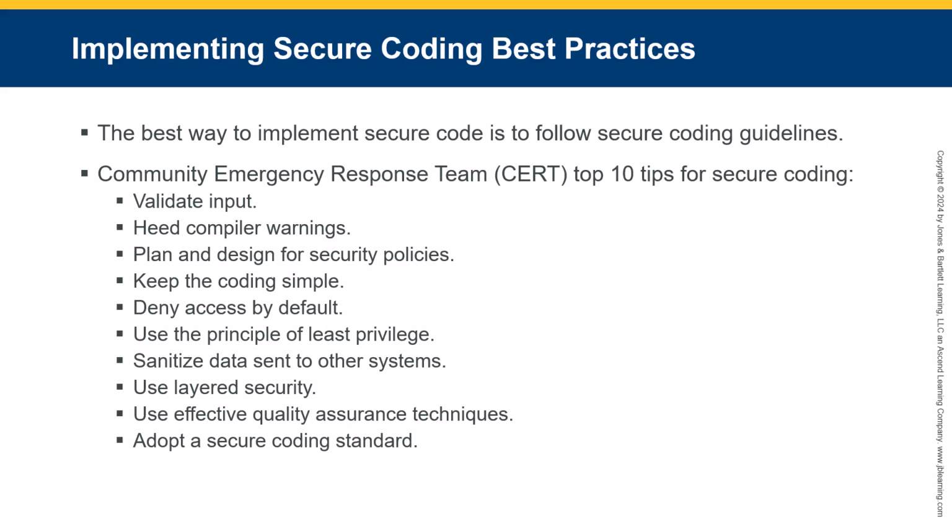Again, typically a zero trust approach. We do want to use the principle of least privilege, only give people or systems what they need to do the bare minimum of their job. Sanitize data in and data out. Sanitize data sent to other systems. Use layered protection. You're not limited to a single layer. Use effective quality assurance techniques. Test your code, essentially. Adopt a secure coding standard and work through it regularly.